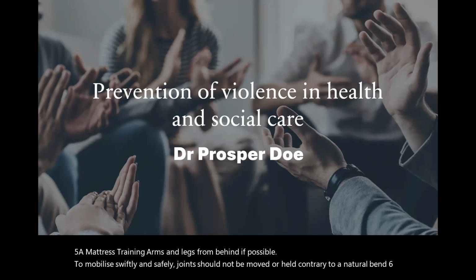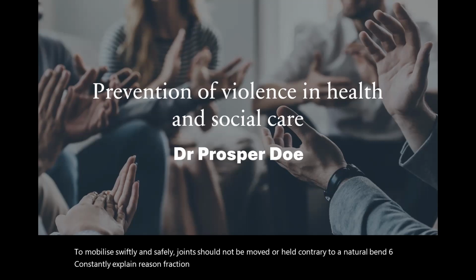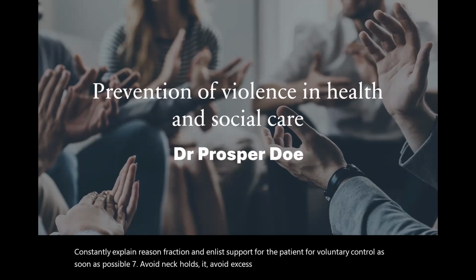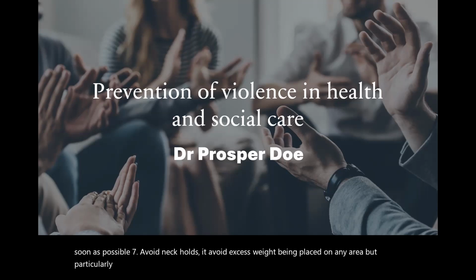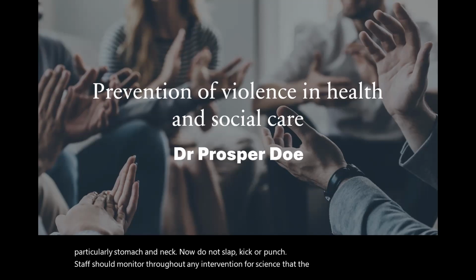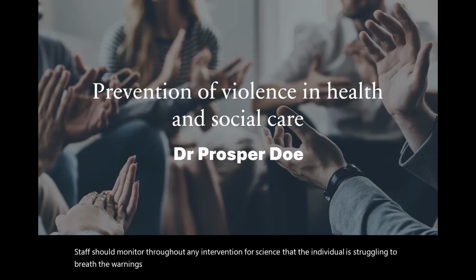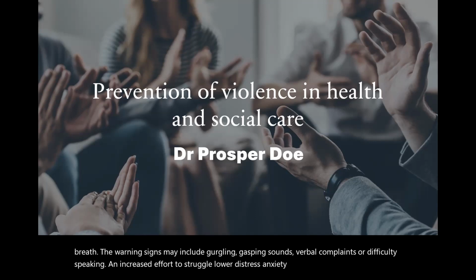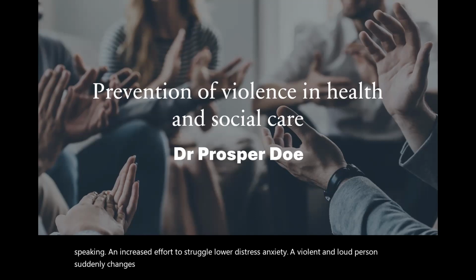6. Constantly explain reason for action and enlist support from the patient for voluntary control as soon as possible. 7. Avoid neck holds. 8. Avoid excess weight being placed on any area, but particularly stomach and neck. 9. Do not slap, kick or punch. Staff should monitor throughout any intervention for signs that the individual is struggling to breathe. The warning signs may include gurgling, gasping sounds, verbal complaints or difficulty speaking, an increased effort to struggle or distress, anxiety. A violent and loud person suddenly changes to a passive, quiet and tranquil one.